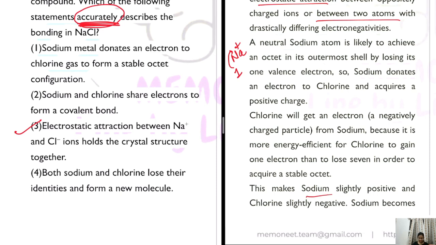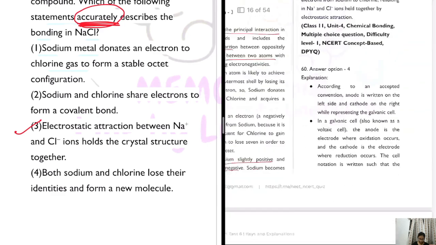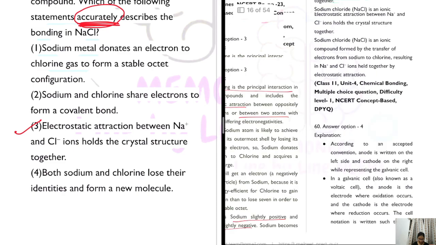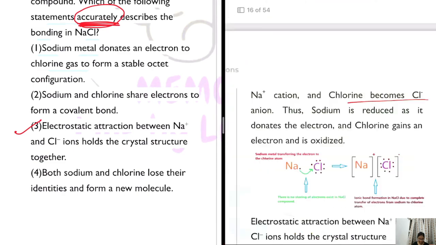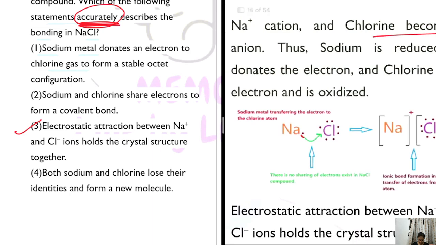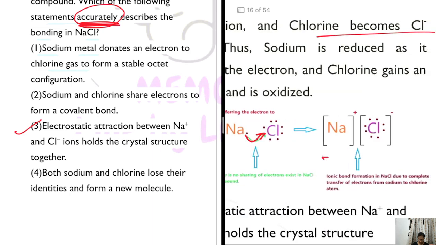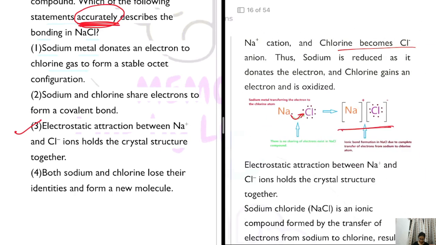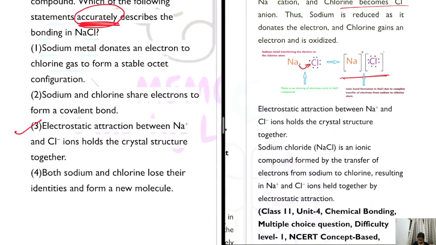So this will make sodium slightly positive and chlorine slightly negative. Sodium will become Na positive, as I told, and chlorine becomes Cl negative. So this is the bonding where electron transfer takes place, which results in the formation of ions. Now let's move to the next question.